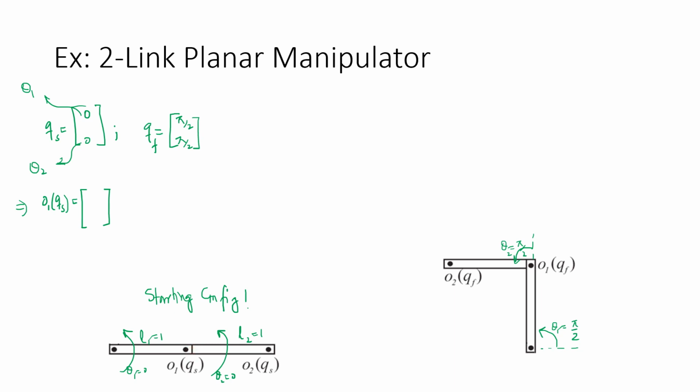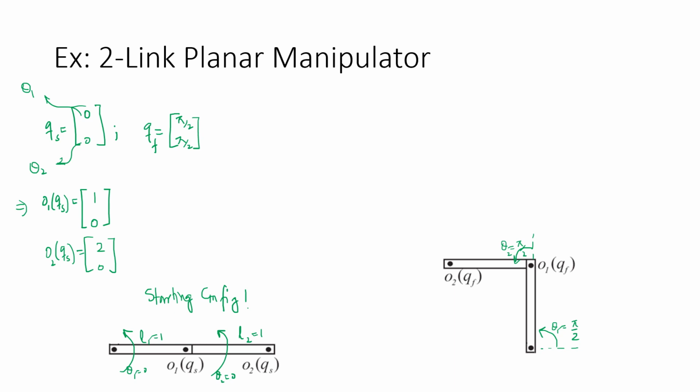So I can write that one down as a vector over here. So this is going to be 1 and this is going to be 0. And similarly, I can write down O2 for the starting configuration. And that would be equal to, obviously you can observe by inspection that it would be 2, 0. So I can write that one down over here. So this is going to be 2, 0. So 2 for the x coordinate and 0 for the y coordinate.